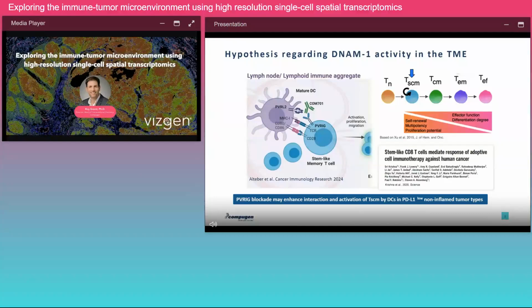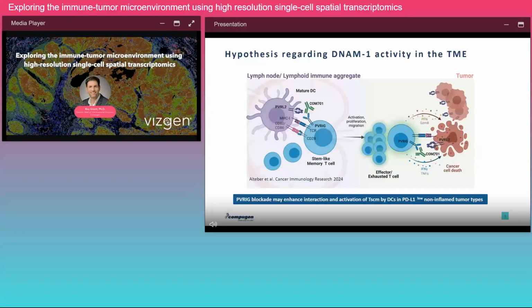Once the T cells are activated, they can then migrate and act against the tumor, but in the tumor, they meet another inhibitory signal. The cancer cells also express PVRL2, and this interaction between PVRIG and PVRL2 hinders the activity of the T cells also in the tumor. So we believe that our treatment can also alleviate this inhibition and allow the T cells to better act against the tumor.